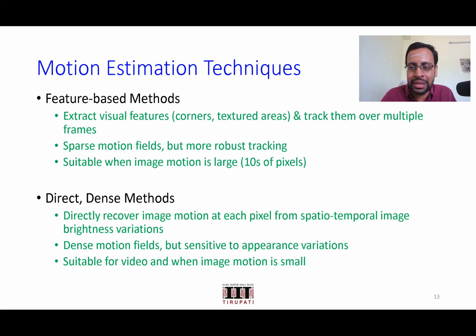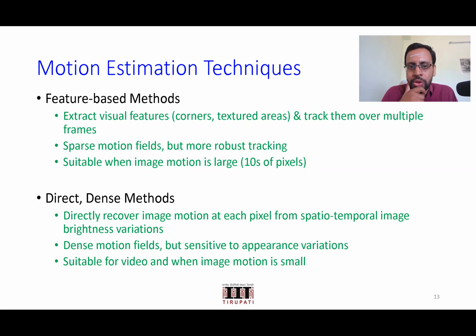So unlike the key points which are sparse, if you are estimating the motion at each pixel, that is pixel wise estimation of this motion, then these methods are referred to as dense methods or direct methods, because you are directly using pixel intensities to estimate the motion.